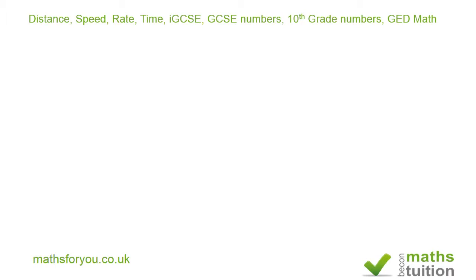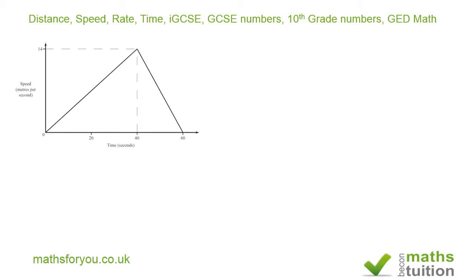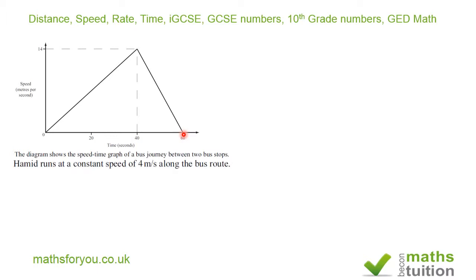We've got this diagram here, and it's a diagram of speed against time in seconds. The diagram shows the speed-time graph of a bus journey between two bus stops. The bus comes to rest after 60 seconds, and therefore the speed is 0 meters per second. Okay, comes to rest there. Moving on.